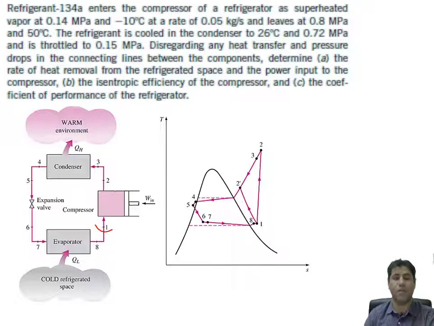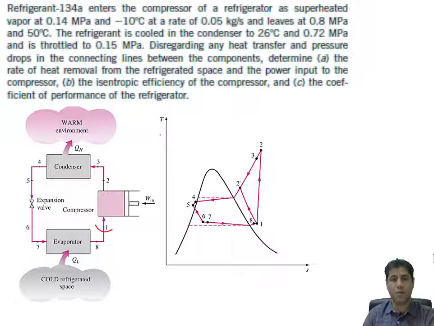But in an actual cycle, we need to consider more states in the cycle, because for the actual cycle, we have heat transfer in the connection lines, we have heat loss from the compressor, condenser, and pressure drop actually in the evaporator or in the condenser. So we need to also include that information, and the information given here shows these pressure drops.